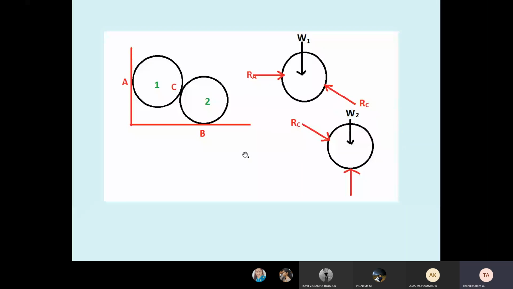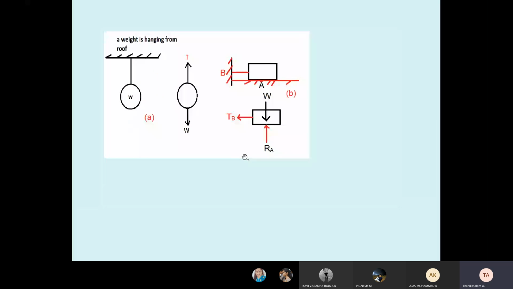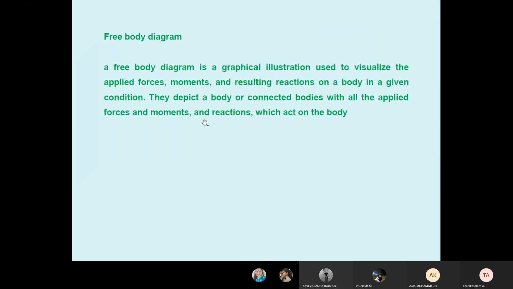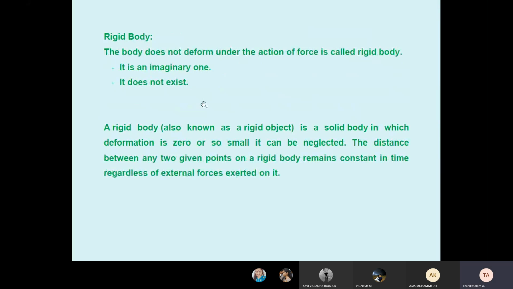Okay. So we discussed what a free body diagram is. It is the graphical representation of a body with forces, weight, tension, moment, couple, by removing the supports. See, the first diagram is the space diagram, the second is the free body diagram. Then we discussed what a rigid body is. The body that does not deform under the action of forces is called a rigid body. But all bodies are deformed. For this subject, we assume all bodies are not deformed.